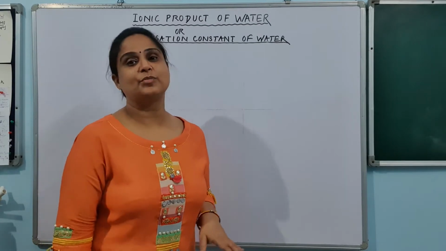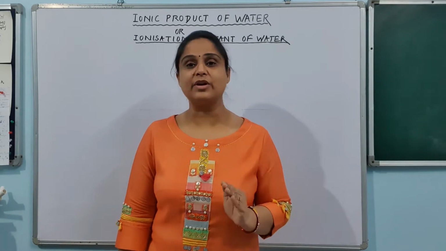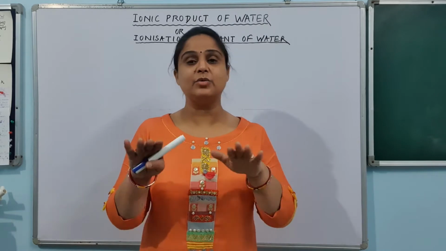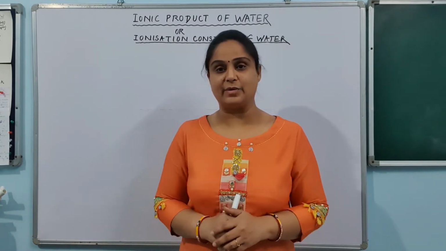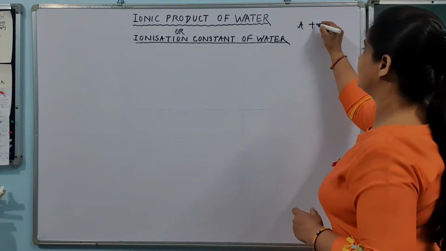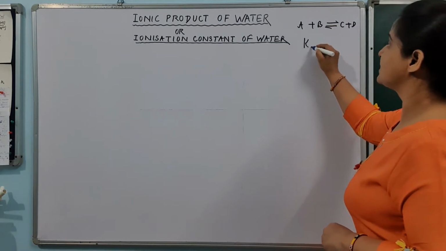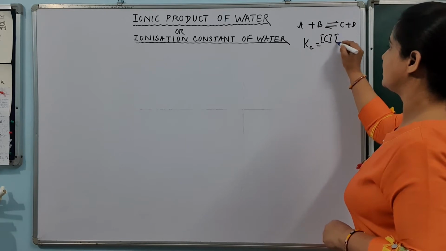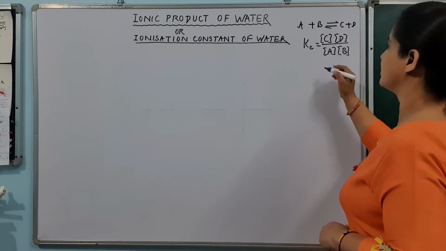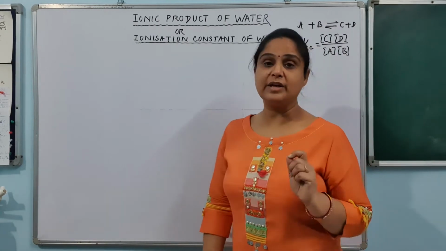So before starting this topic, let us recall something about ionization constant. Remember when we were talking about the equilibrium, we calculated Kc for the reaction. So whenever a reaction is in equilibrium, we calculate Kc for it. How did we calculate Kc? For a reaction like A plus B, which is in equilibrium with C and D, we calculated this Kc as the product of C concentration and D concentration divided by the concentration of A and B raised to power their stoichiometric coefficient. That was our Kc, called equilibrium constant.